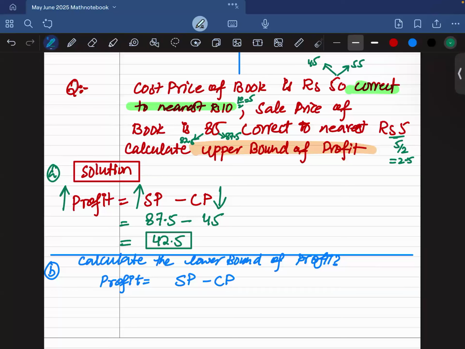Examiner is asking to calculate the lower bound of the profit. So you can see that lower bound of the profit means the lower bound of the sale price but the upper bound of the cost price. So the lower bound of the sale price is 82.5 minus upper bound of the cost price, which is 55. So can you please calculate 82.5 minus 55? 27.5. So 27.5 is the minimum profit he can have.